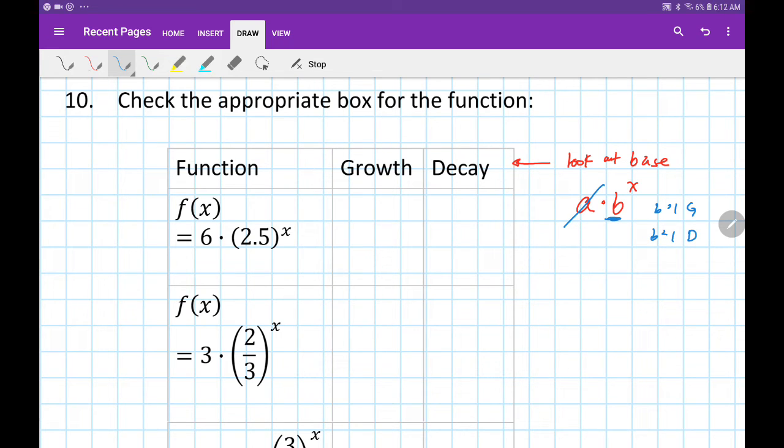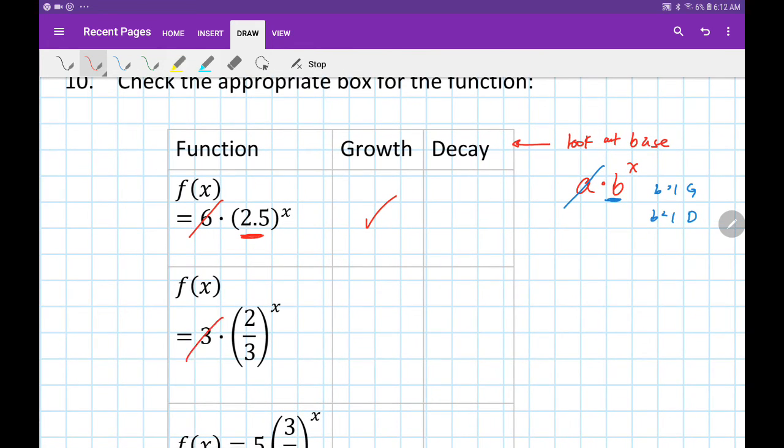So that's the first easiest thing you can do, is just cross out the number in front so you can focus on the base. Since 2.5 is greater than 1, that's growth. Again, the second one, cross out the number in front, only look at the base. So 2 divided by 3, you can put it into your calculator and you'll see it's 0.666667 repeating, right? Lots of 6's forever. That's less than 1. So that's going to be decay.